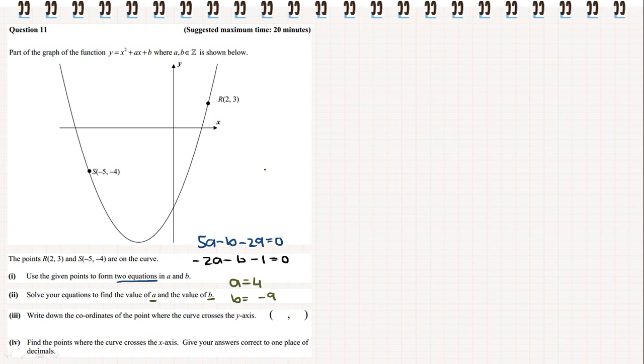Part 3. Write down the coordinates of the point where the curve crosses the y-axis. So in order to find this point, we're going to need our function. At the start, we are told y is equal to x squared plus ax plus b. But now we've found a and b. So it's going to be y is equal to x squared plus 4x minus 9.